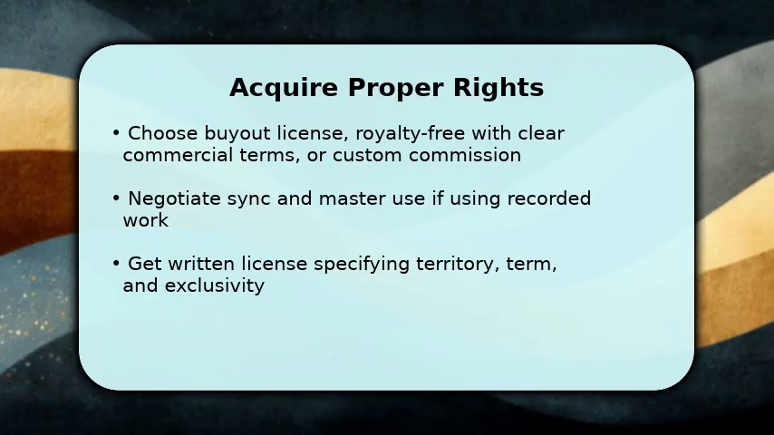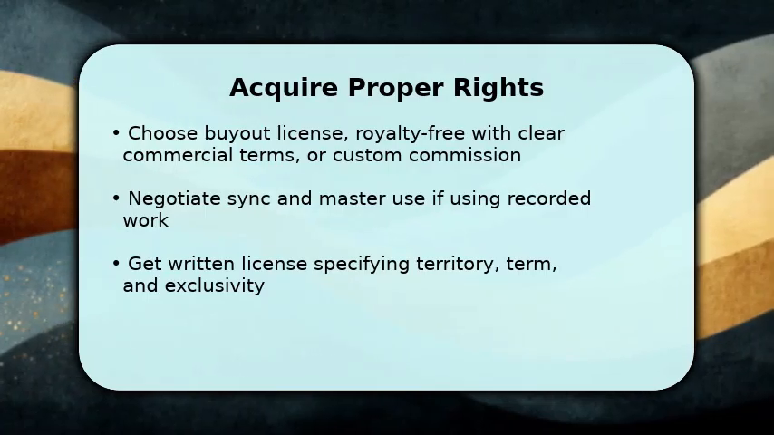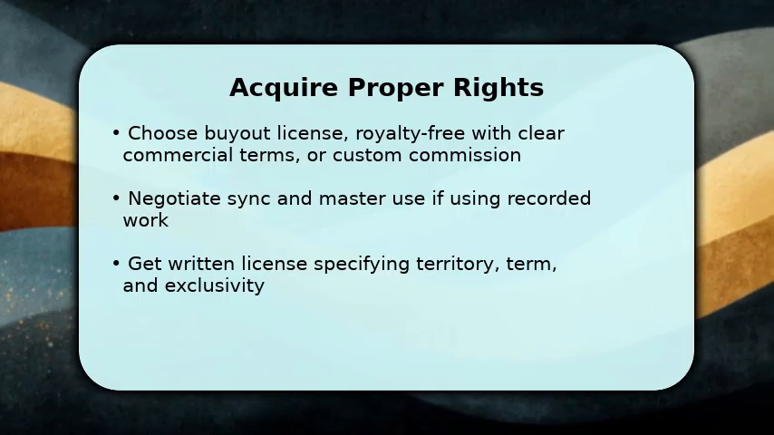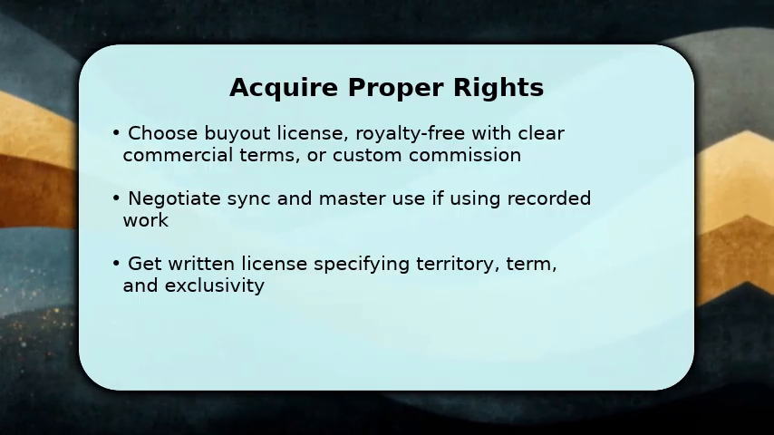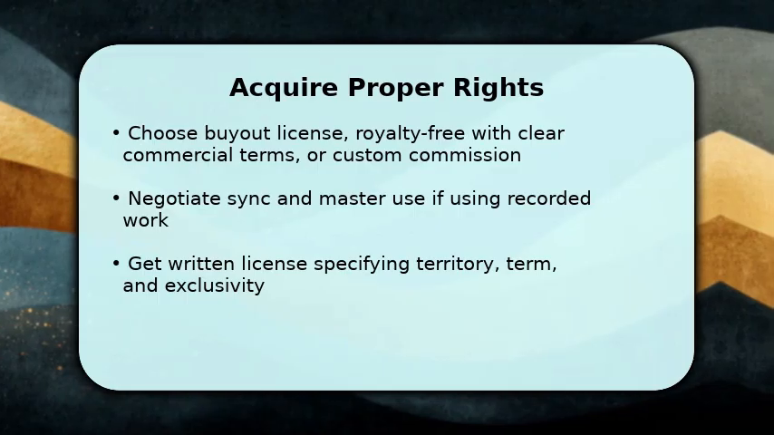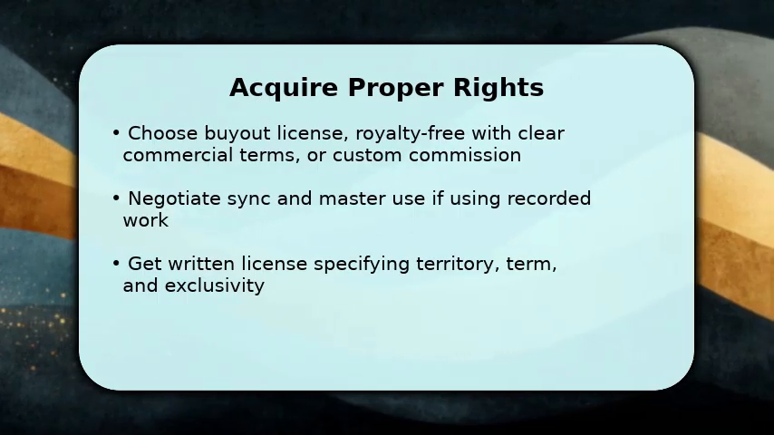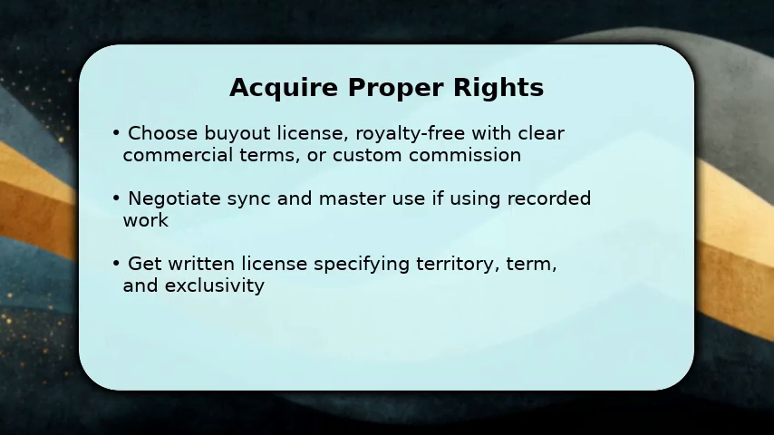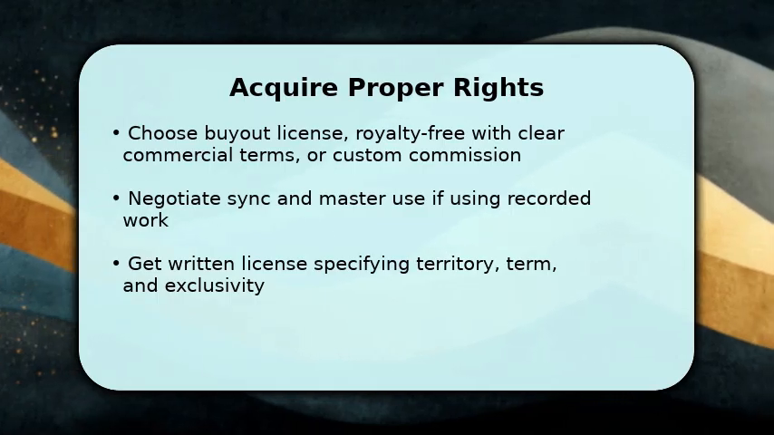Now secure the actual rights. Search for credible royalty-free libraries with explicit commercial licenses or contact rights holders to purchase sync and master licenses. Once you identify the owner, request a written agreement that names uses, territory, term, and exclusivity. Do not rely on email ambiguity.